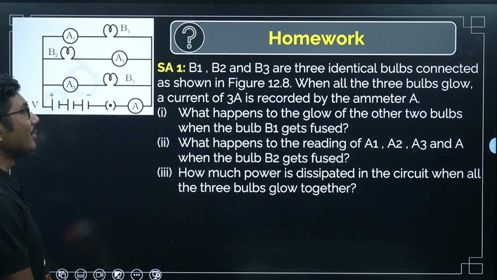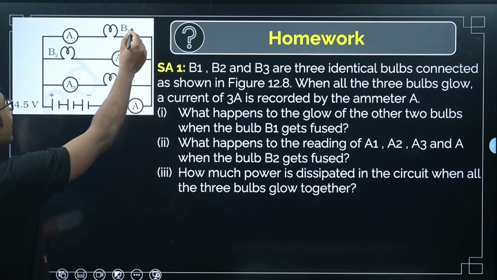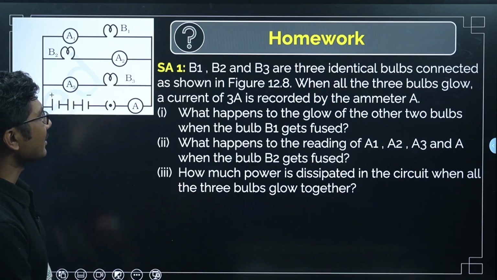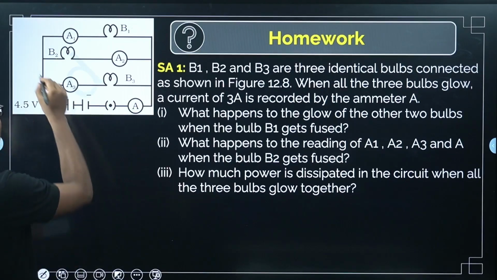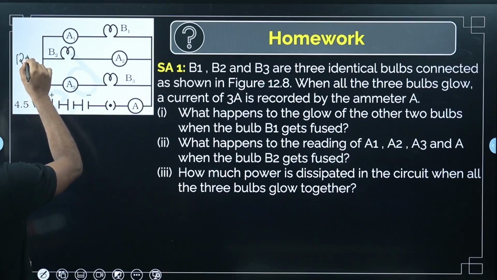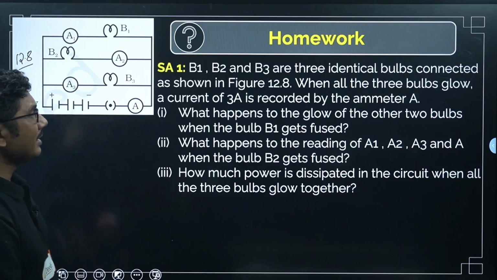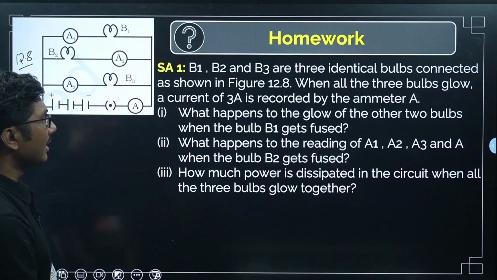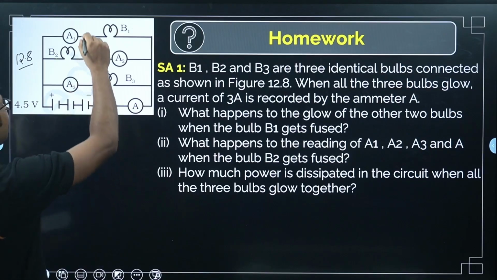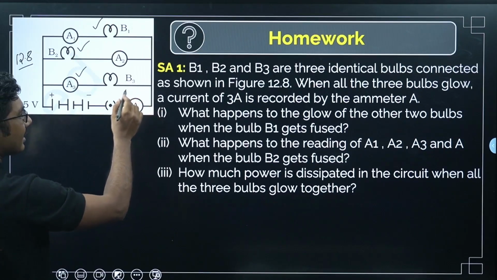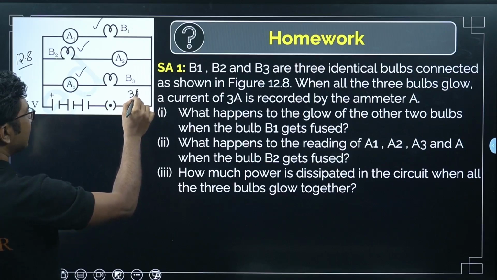Now here is a circuit based question. B1, bulb 2 and bulb 3 are 3 identical bulbs connected as shown in the figure 12.8. When all 3 bulbs glow, a current of 3 ampere is recorded in the ammeter A. So when all 3 bulbs are glowing, the current recorded in the ammeter is 3 ampere.